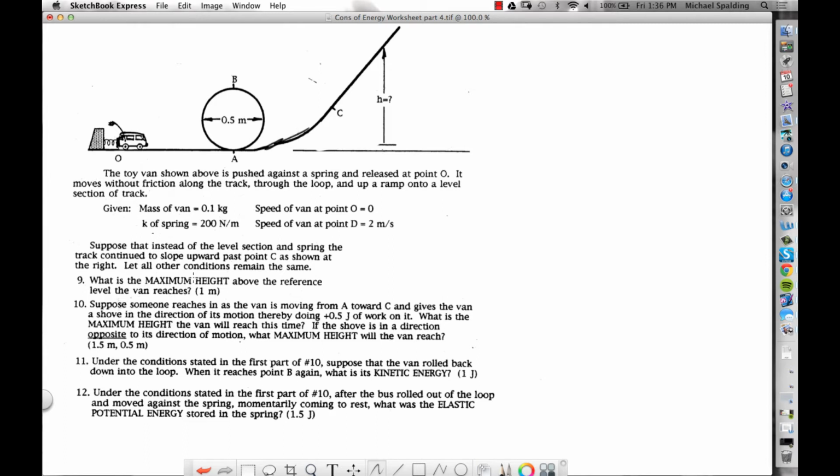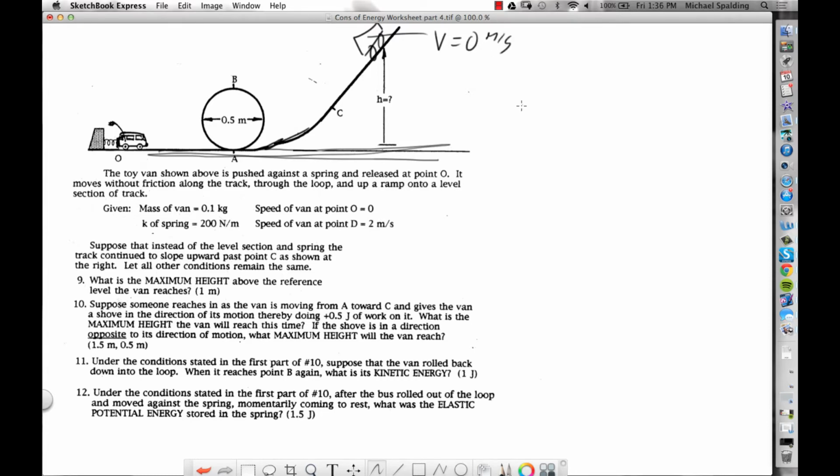So what is the maximum height above the reference level that the van reaches? So earlier in the problem, they told us the reference level was down here. This is what they defined as the reference level. So the van is going to go up like this. Now look, what happens for a split second up here? Velocity goes to 0, right? For a split second, the van stops.